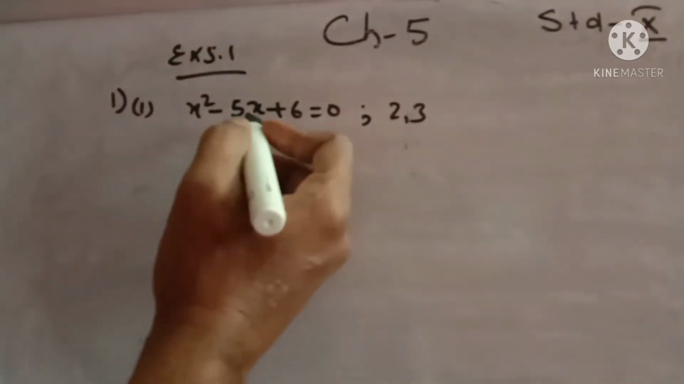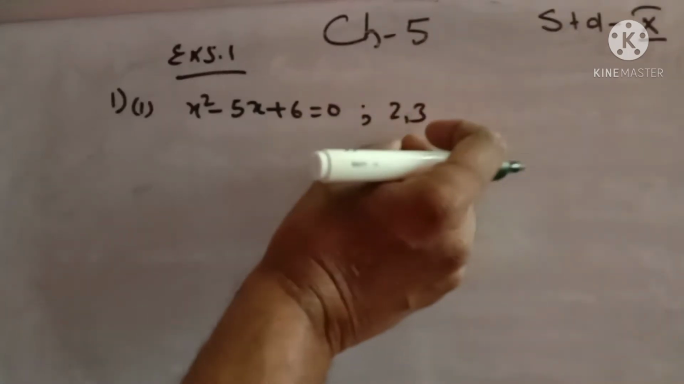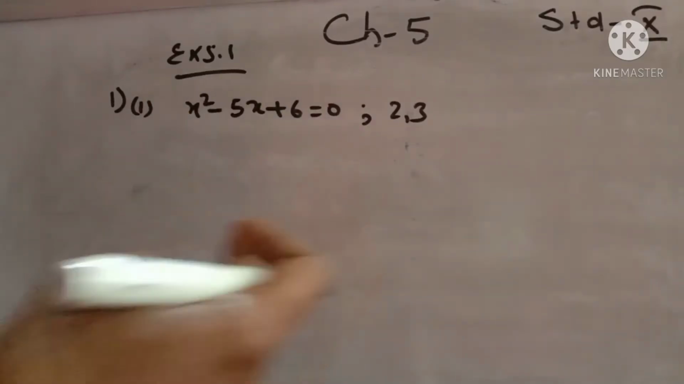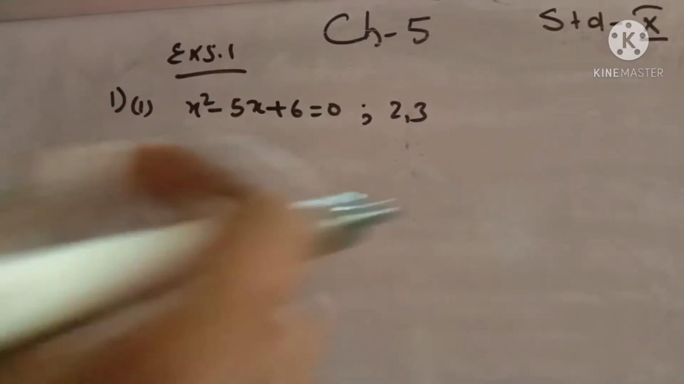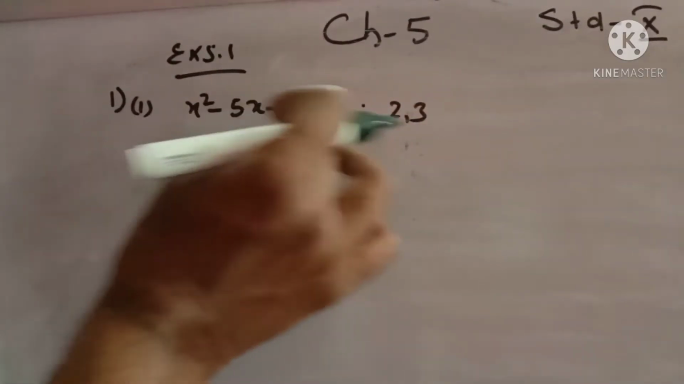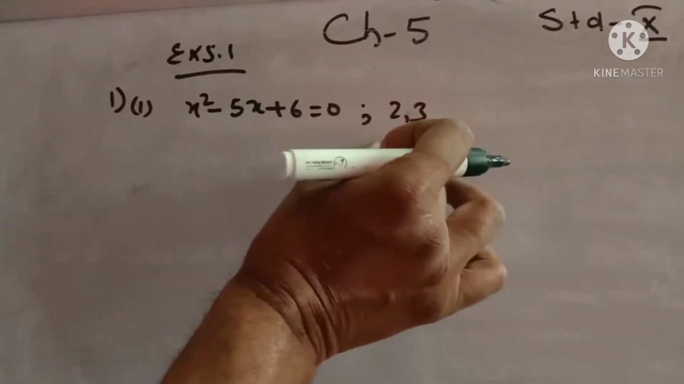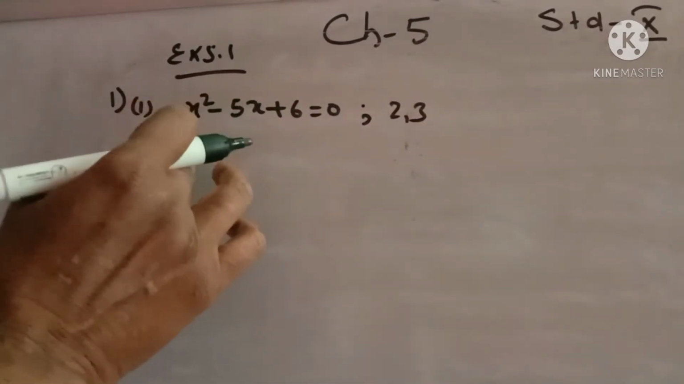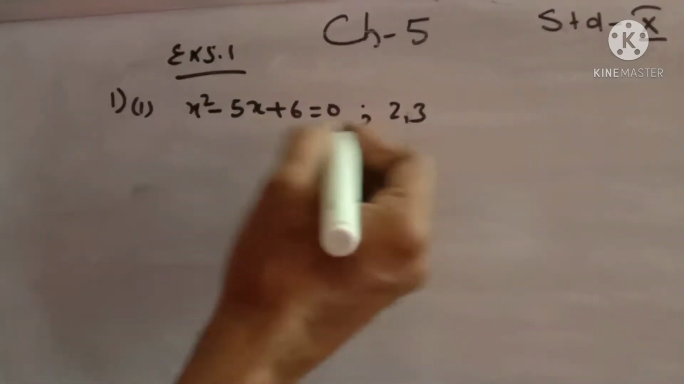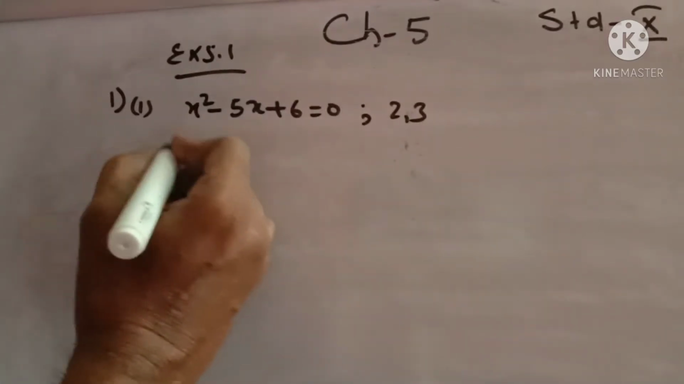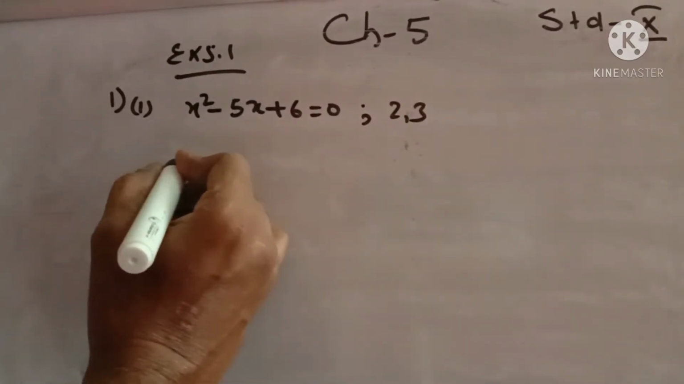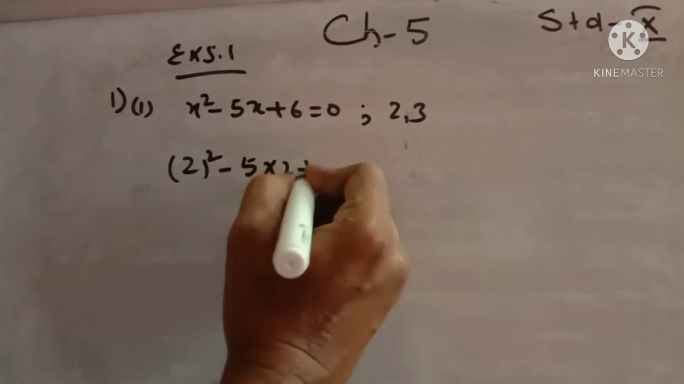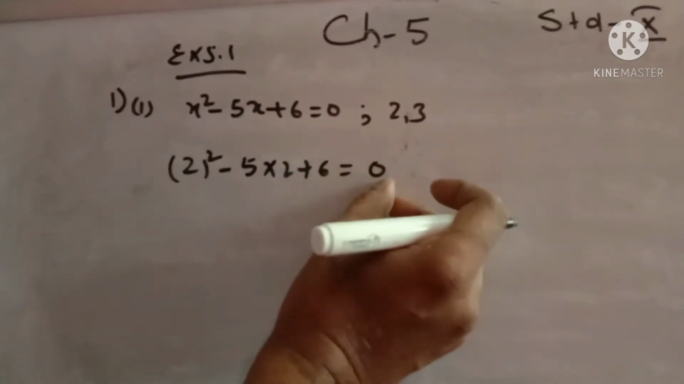Now x square minus 5x plus 6, the roots are given, means solution is given: 2 and 3. Is it satisfying or not? If we put this value and our RHS comes 0, that means 2 and 3 are the roots of the given equation. First I am putting x equal to 2, so we have to see 2 square minus 5 into 2 plus 6, and our RHS is 0.